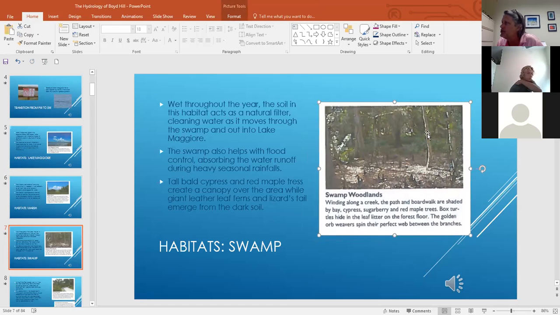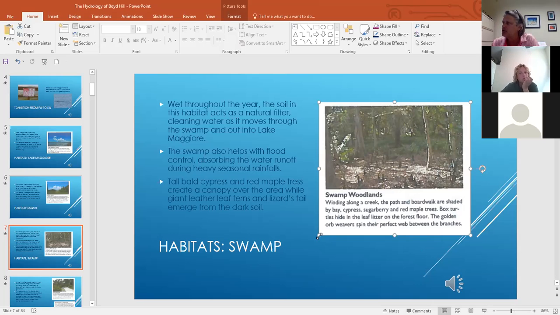Here's a picture of bald cypress trees. I have a few other pictures as well. The bald cypress tree is the only needle-bearing, coniferous tree that loses its needles, so it's not evergreen, and that's how it got its name, bald. You can see these are all cypress knees sticking up because the soil is anoxic. So these knees aerate the soil.